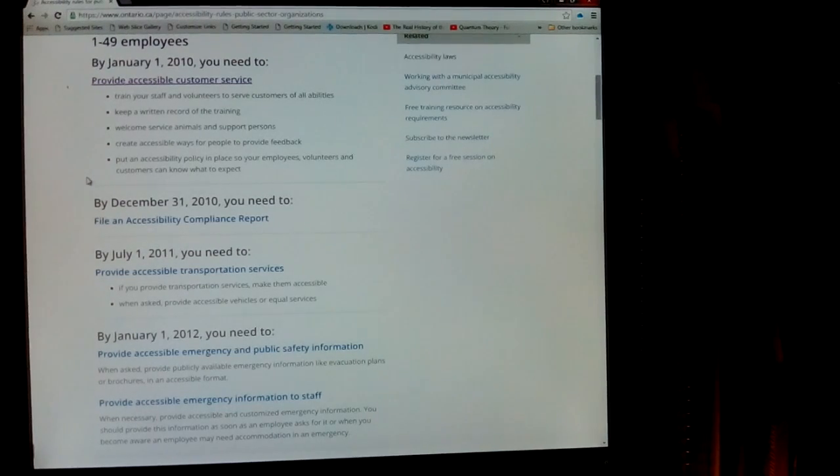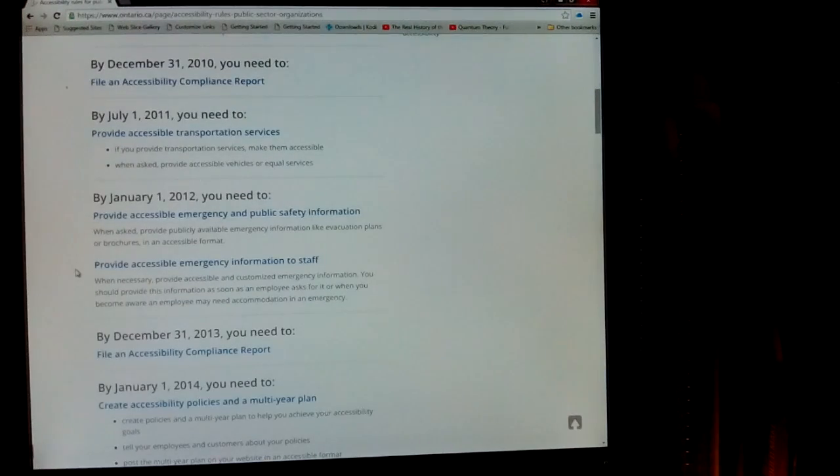By December 31st, 2010, you need to file an accessibility compliance report. By July 1st, 2011, you need to provide accessible transportation services. If you provide transportation services, make them accessible. When asked, provide accessible vehicles or equal services.